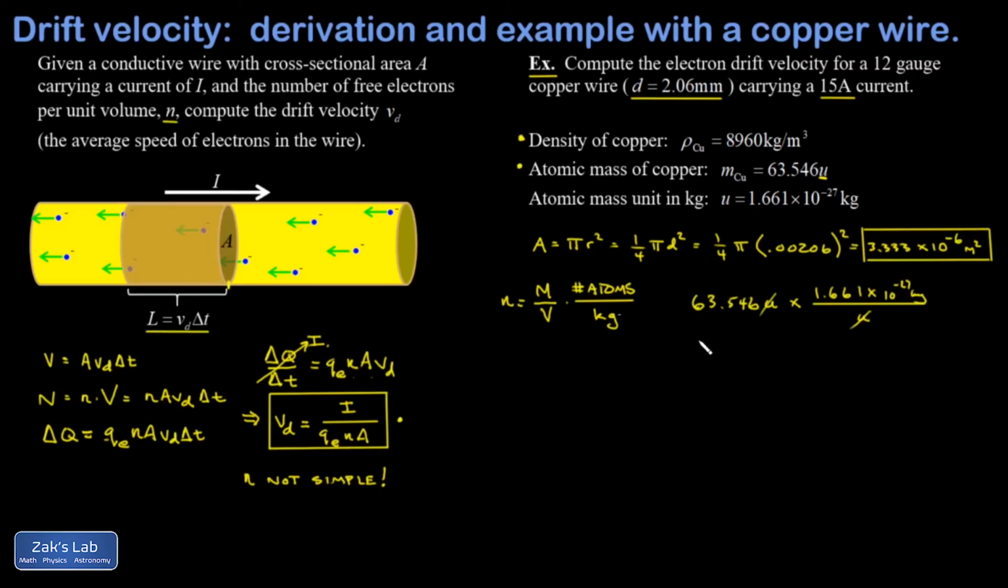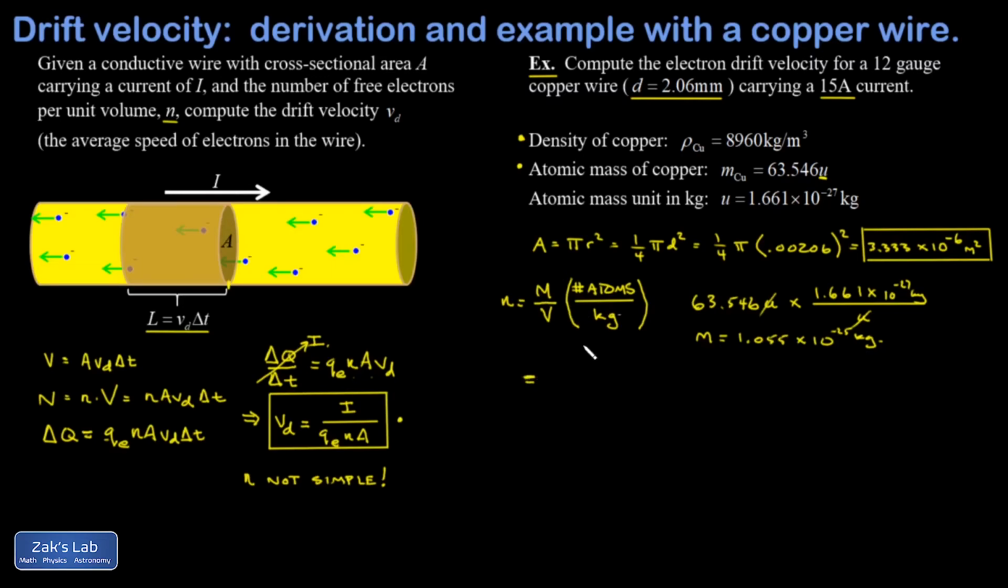And I find out that the mass of one copper atom is about 1.055 times 10 to the negative 25 kilograms. So that actually takes care of this conversion factor. Having the mass for one atom is just as good as having the number of atoms per kilogram. And I plug in to get my little n.